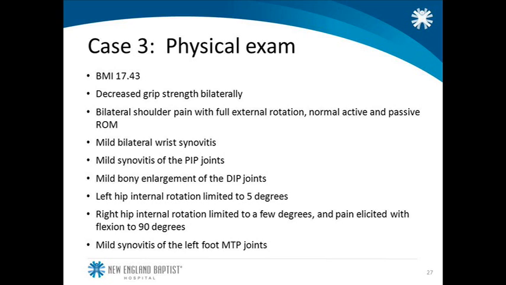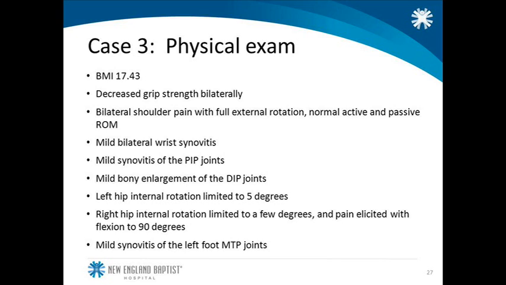On musculoskeletal exam, she had decreased grip strength bilaterally. She had bilateral shoulder pain with full external rotation and normal active and passive range of motion of her shoulders. She had synovitis, mild in both wrists as well as in her PIP joints, and synovitis of the left foot MTP joints. She had mild bony enlargement of the DIP joints.